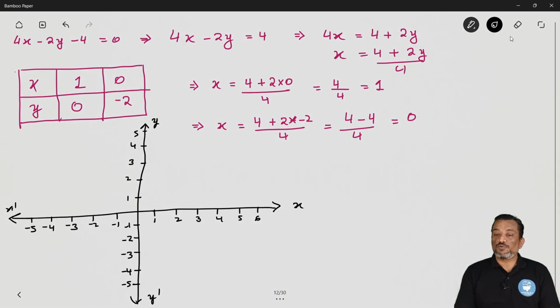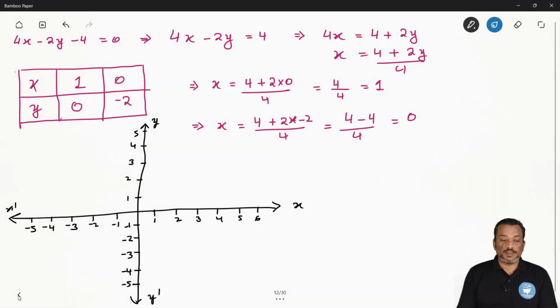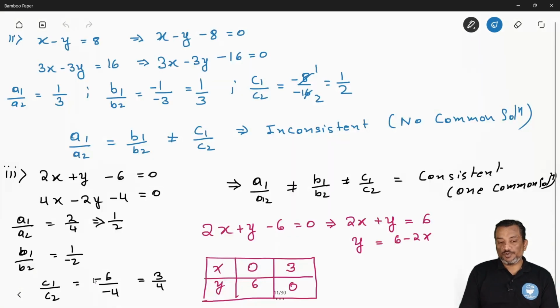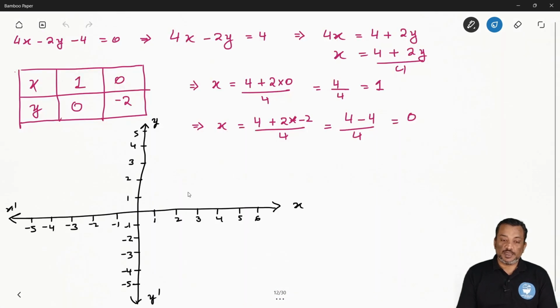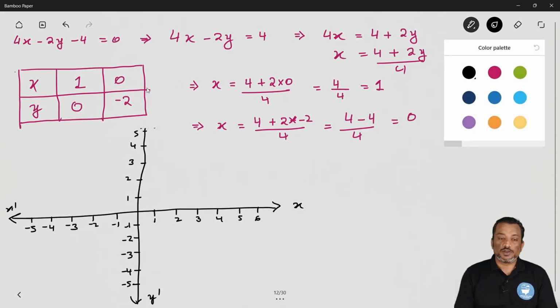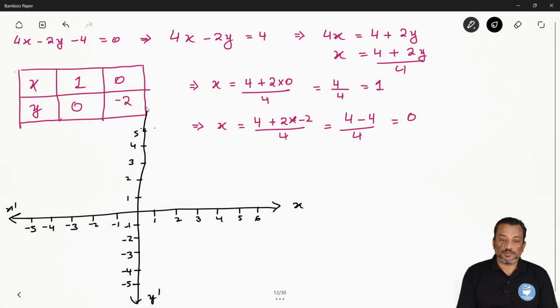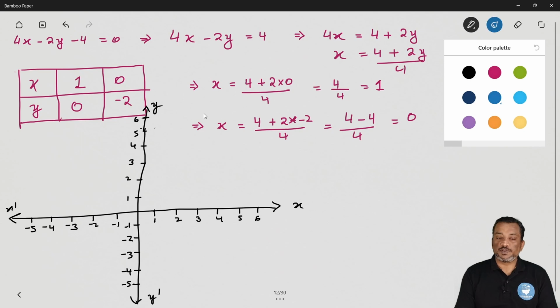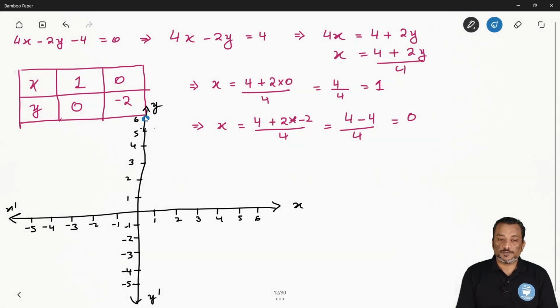Now we have to plot the graph. So we will say your first coordinate is 0, 6, which means x is 0, y is 6. So we have to take this graph a little ahead, because we have to represent 6. So you can say this is 6. This is your y. So we will say this is your first coordinate.